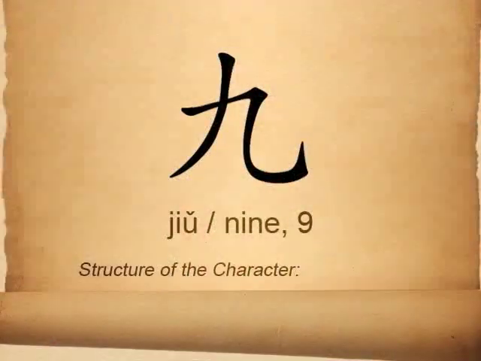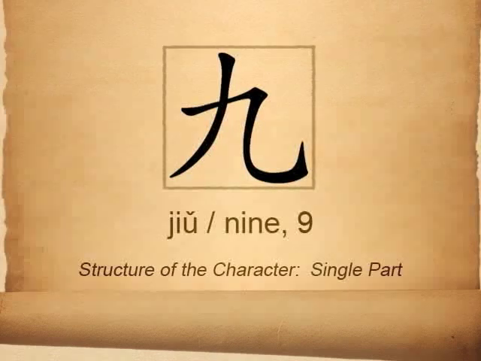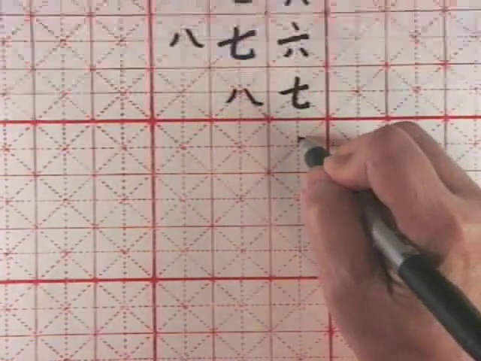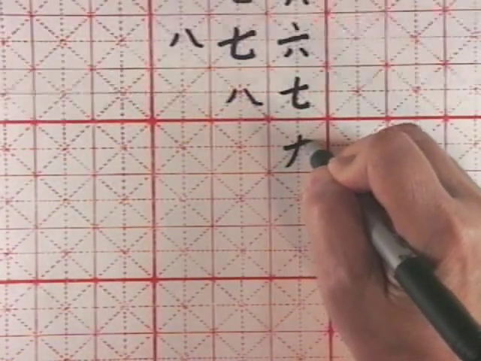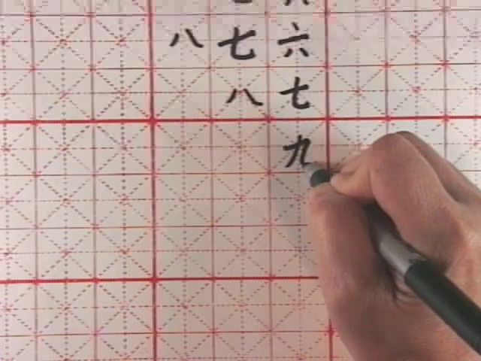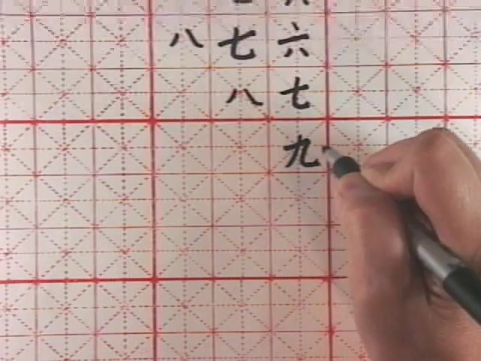九 is 9. Good. Look at the character for 九. Is 九 compound or single part? It's single part. How many strokes in 九? Yes, 2. Write 九 with me. First, 撇. Then 横, 竖, 弯, 勾.